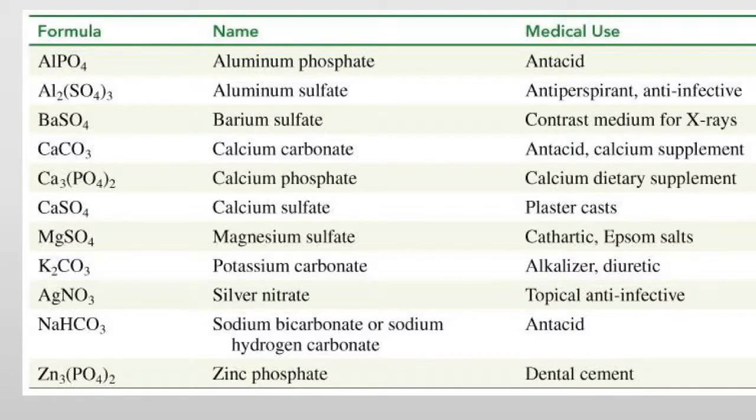Potassium carbonate is an alkalizer. It's a diuretic. Silver nitrate is a topical anti-infective agent. It will turn your skin black though if you get it on you, but at least you know that you have killed all the bacteria and things on there. Baking soda is NaHCO3, sodium hydrogen carbonate, or sodium bicarbonate. You use it in baking because it's baking soda, but it's also an antacid. And zinc phosphate is dental cement.